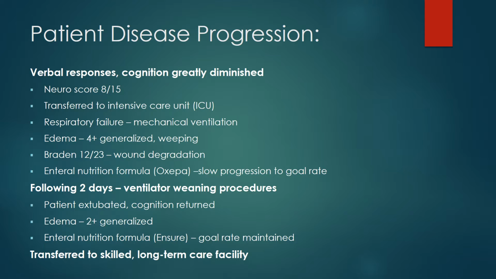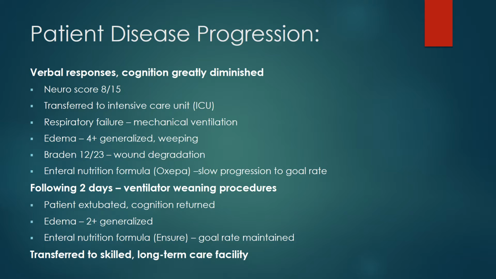The patient's visual responses eventually just completely diminished. Her neurological score went from a 15 out of 15 to an 8 out of 15. She was transferred from the 7th floor back to the ICU this time, the intensive care unit. The patient went into complete respiratory failure and had to be mechanically ventilated. She had 4+ generalized weeping edema at that point. Her Braden score had dropped drastically to 12 out of 23, and her wound was degrading completely.